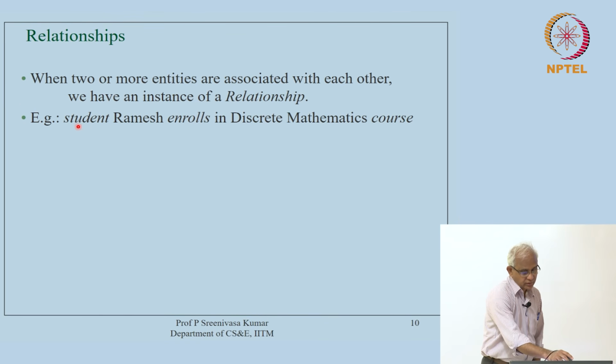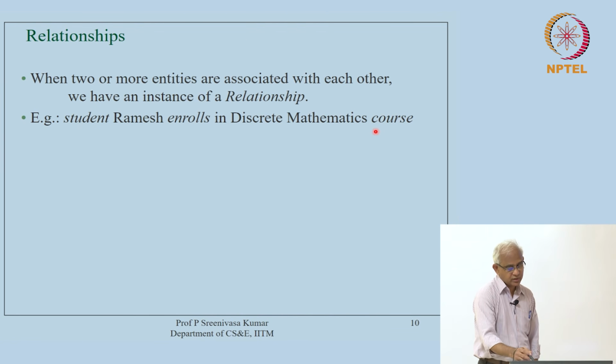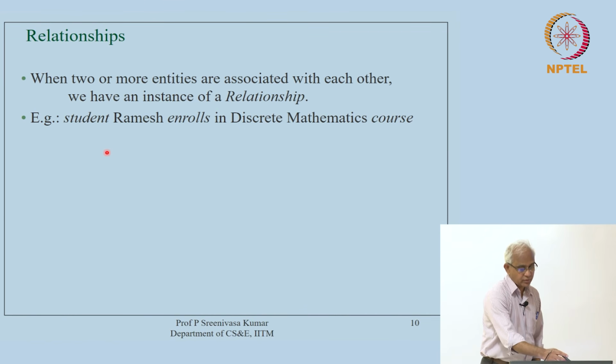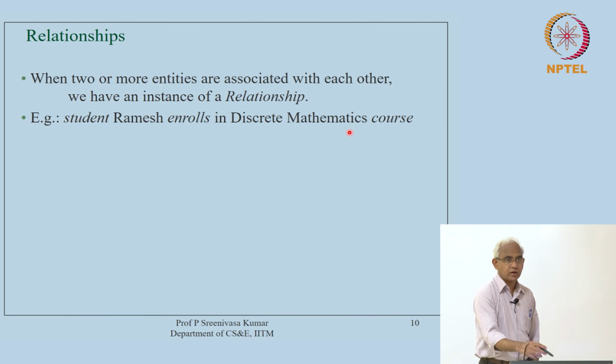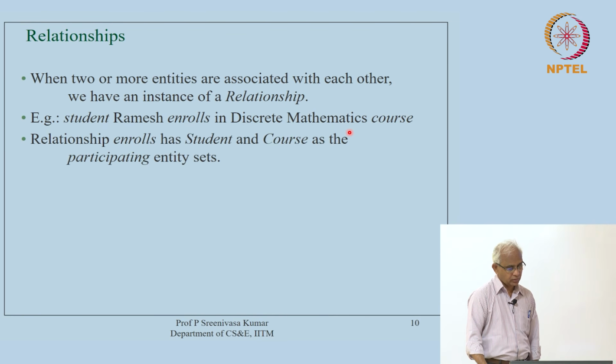This particular thing in fact is one instance of that relationship. There are several instances of that kind of relationship, as there are several people who are enrolling into different kinds of courses. Each of them is an instance of this enrolls relationship. The relationship enrolls basically has student and course as the participating entity sets. We call them participating entity sets.